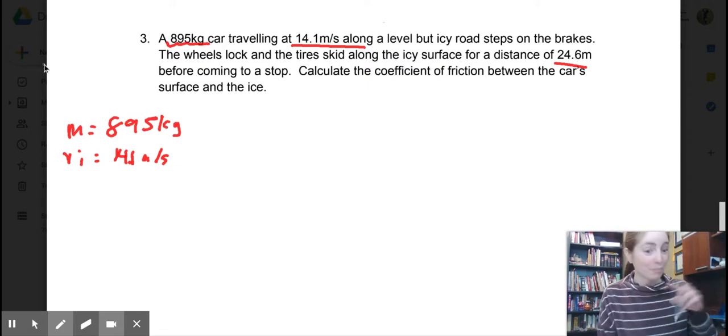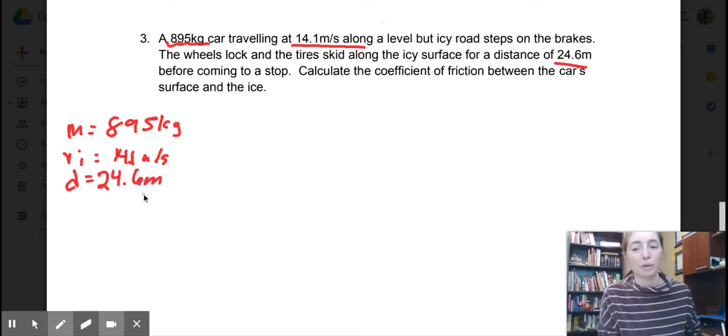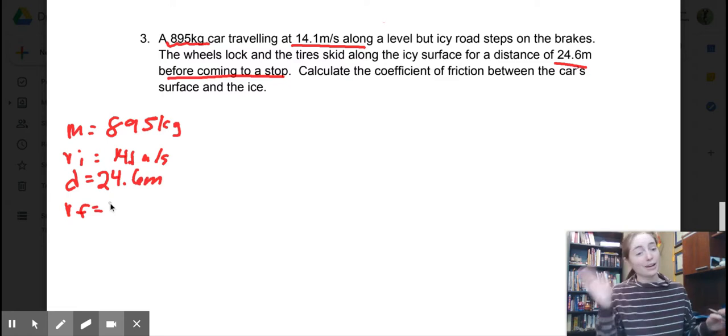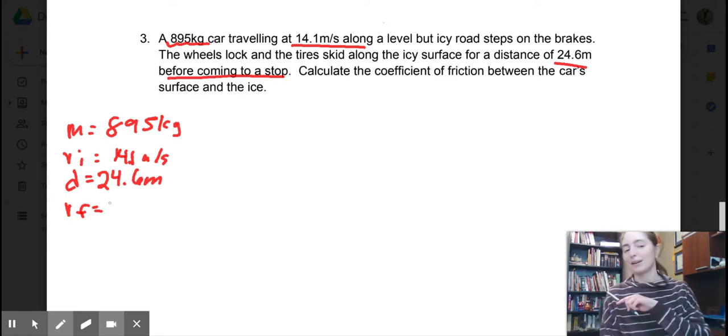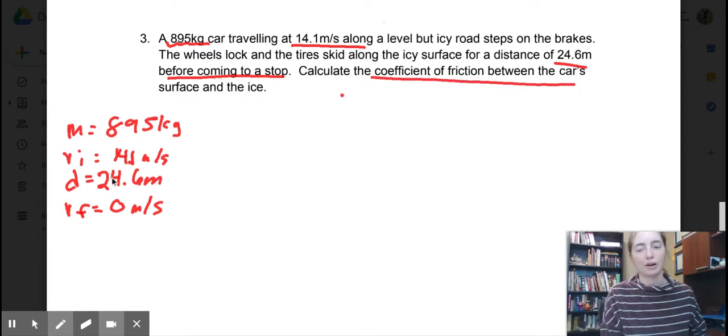Okay. Back to this. So we travel a distance of 24.6 meters before coming to a stop. That's a pretty big distance, guys. So slow down. Okay? Slow down on icy roads before coming to a stop. So stop. That automatically tells us, as we know from our kinematics unit, which you guys got to miss out on the unit test for, that the final velocity is going to be 0 meters per second. Calculate the coefficient of friction between the car's surface and the ice.